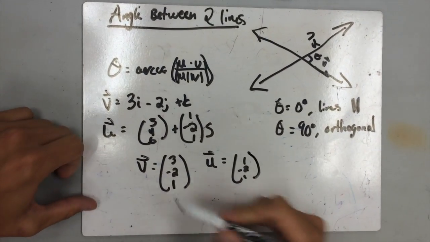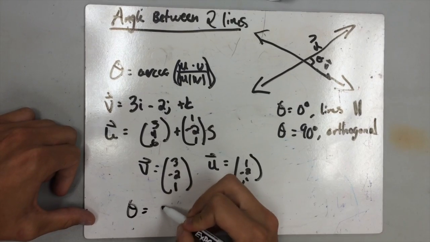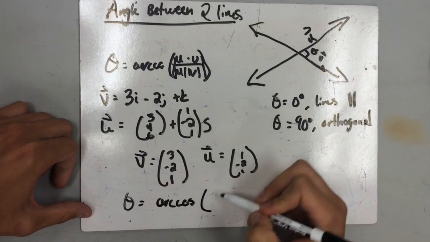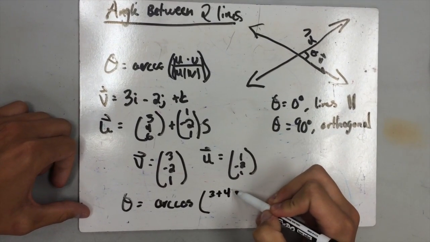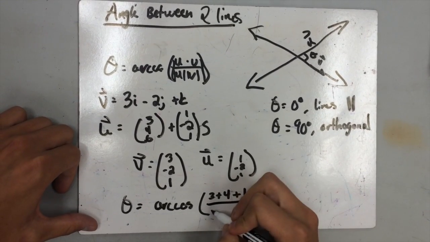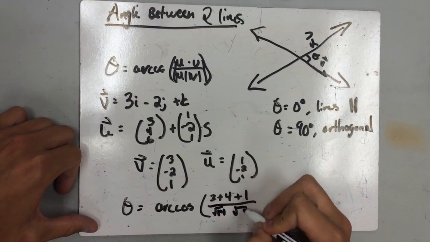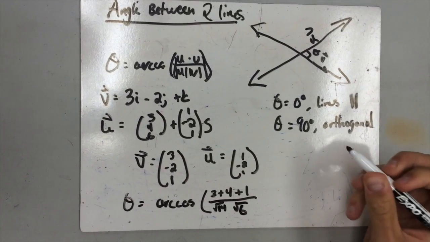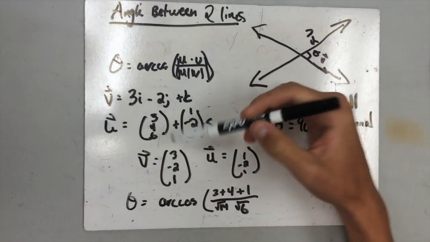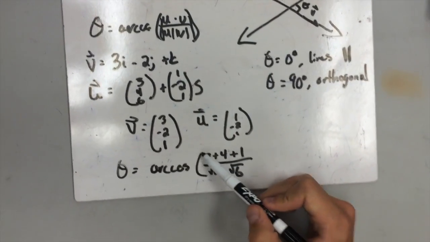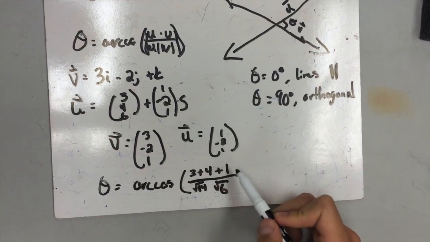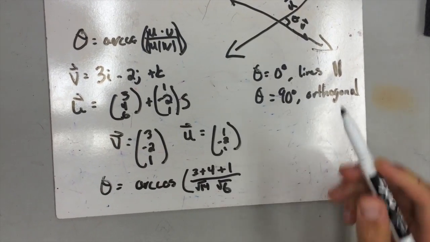Okay, so now we're just going to plug it into the formula, where theta equals the arc cosine of 3 plus 4 plus 1 over the square root of 14 times the square root of 6. And so the dot product is going to be the top one, 3 times 1. That's how we get our 3 here. Negative 2 times negative 2 is going to give us our 4. And 1 times 1 is going to give us our 1. And then we add the products together.